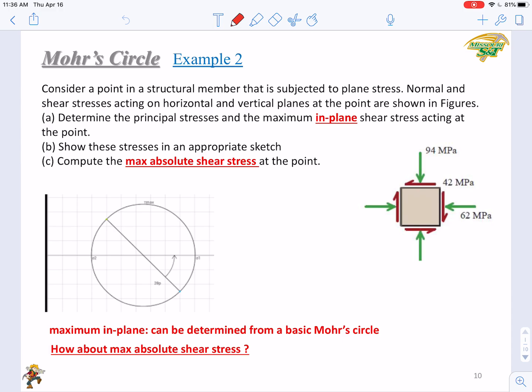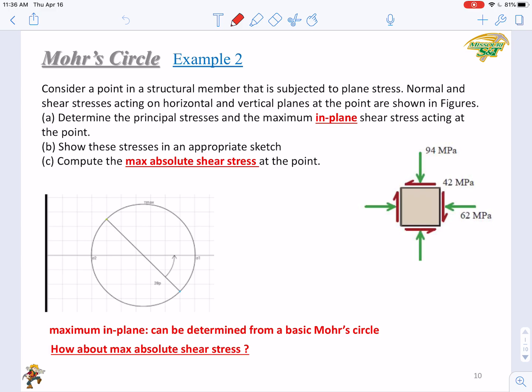Okay, so normal and shear stress acting on the horizontal and vertical planes, the x and y planes at the point are shown in the figure. Then determine the principal stresses and the maximum in-plane shear stress acting on the point. Okay, this is easy. This is the same as example 1. But look at the step C, to compute the maximum absolute shear stress at the point.